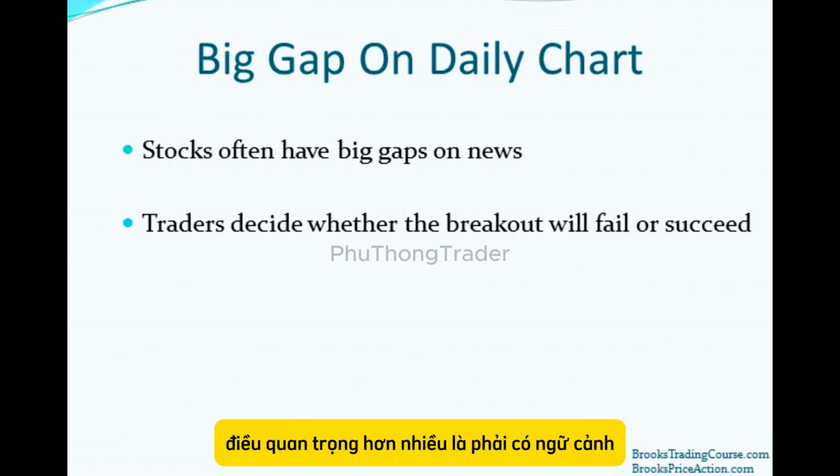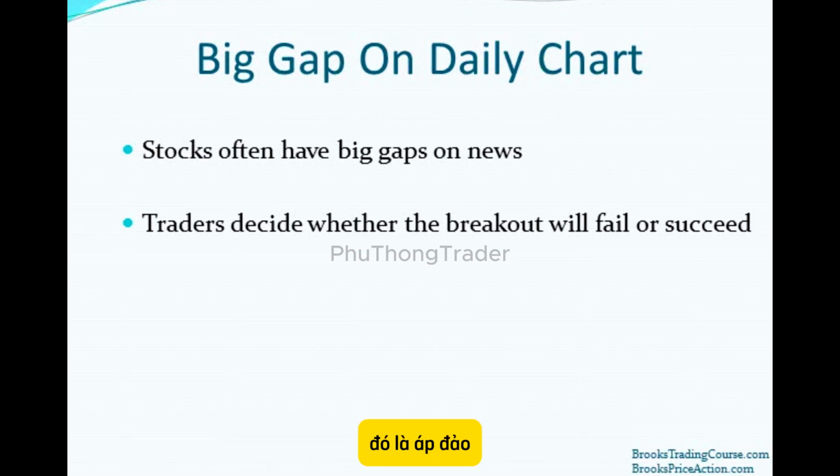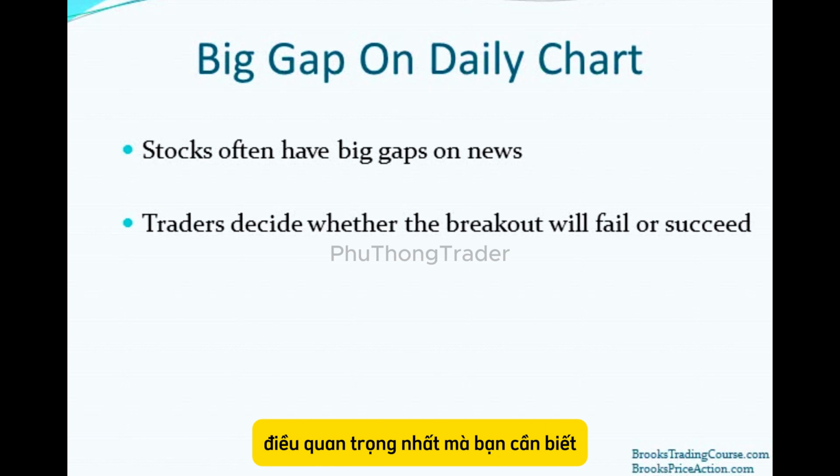It's nice to have a signal bar, but it's much more important to have context. Where are you in the market cycle, and is the market at support or resistance? That is the overwhelmingly most important thing that you need to know as far as taking trades. And then next, you have to know how to manage your trades.